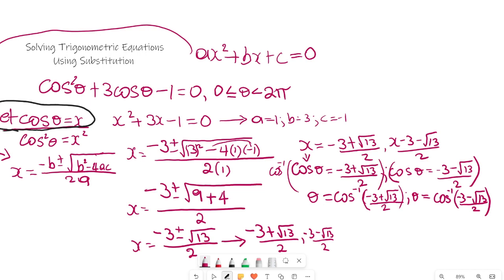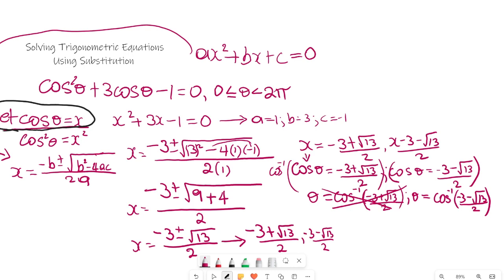Okay, so yes, now if you were to go to your calculator and type in cosine inverse of (negative 3 plus root 13) over 2, you should get something that says error. Okay, so this is actually going to be an error here, because this is going to be out of range for what we're looking for.